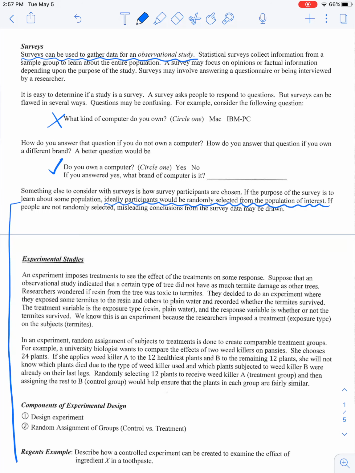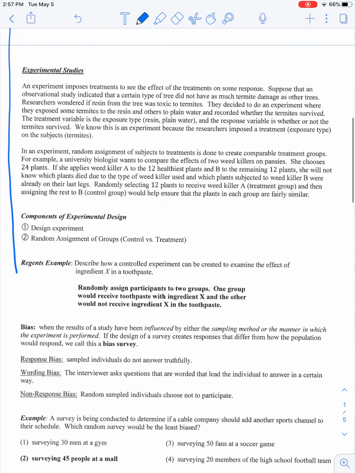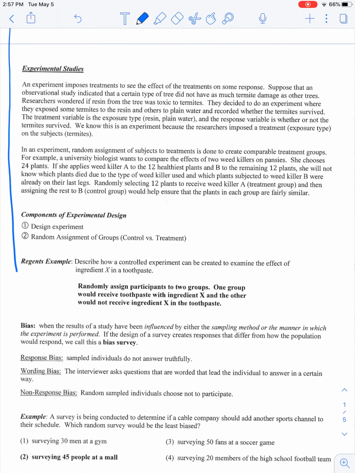I want to jump down here to what's called bias. Okay. So when you're designing a survey that creates responses that differ from how the population would respond, this is called a biased survey. So you have to be careful.